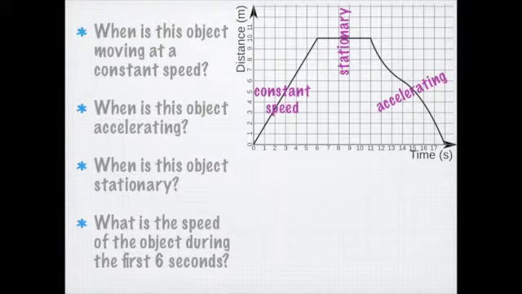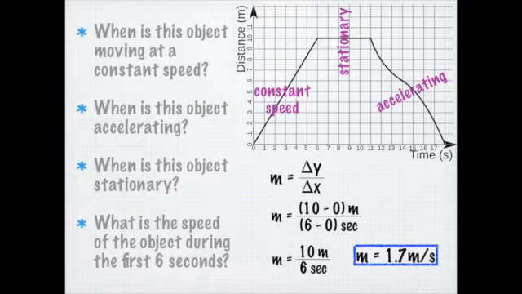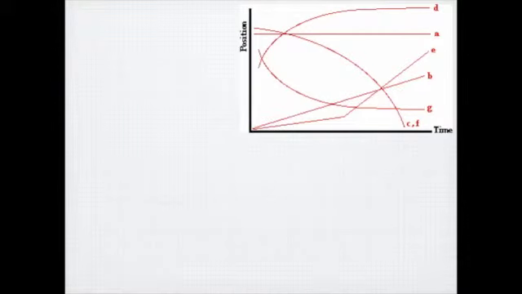Now let's find the speed of the object during the first 6 seconds. Remember that the slope is going to tell me the velocity. So I need to look at the slope, delta y over delta x. Now plug in your values for change in y and change in x, and you should get a slope of 1.7 meters per second. Let's look at this position time graph that has several different lines on it. Find it in your baggie and glue it in your composition book.